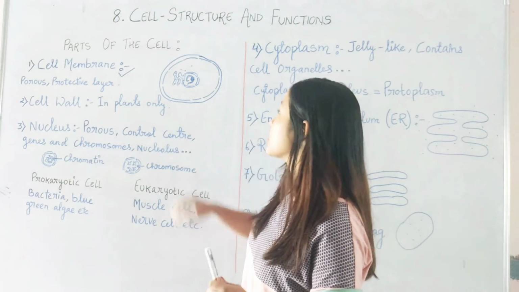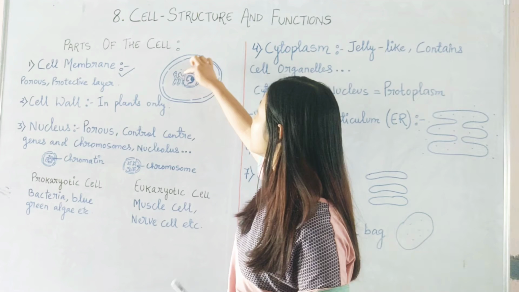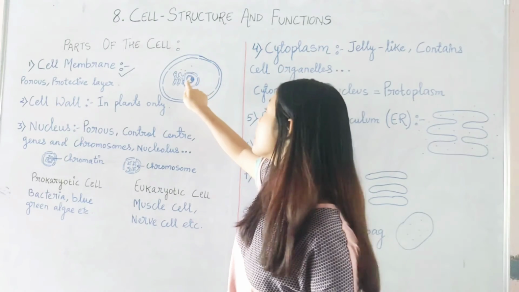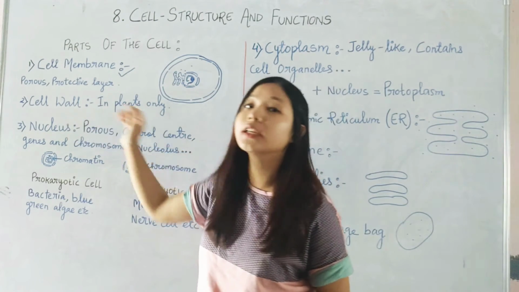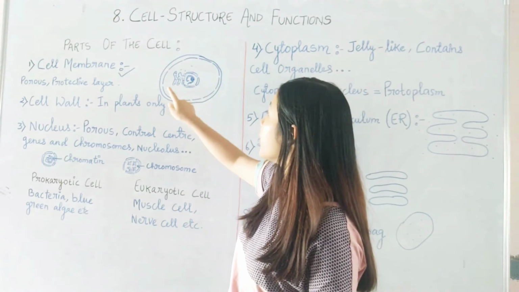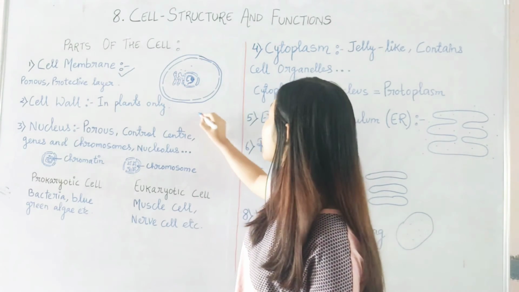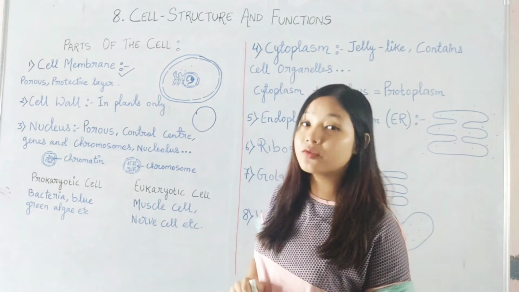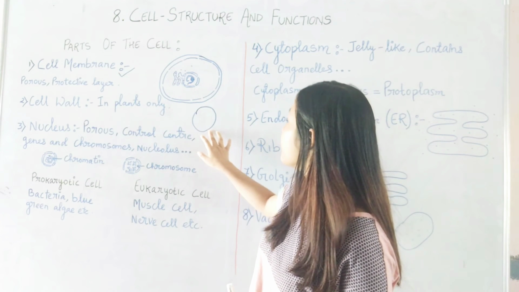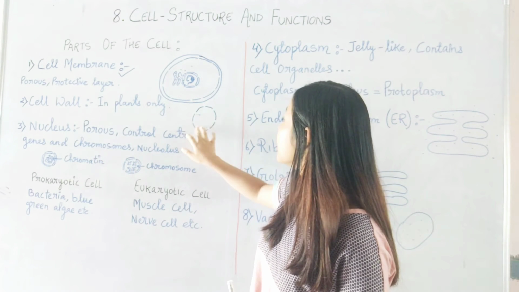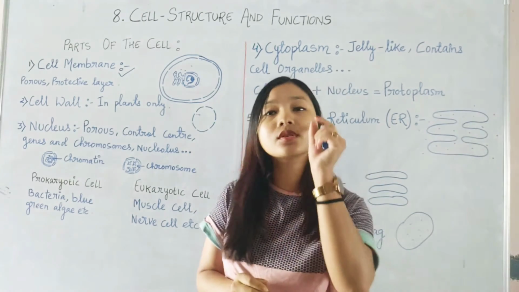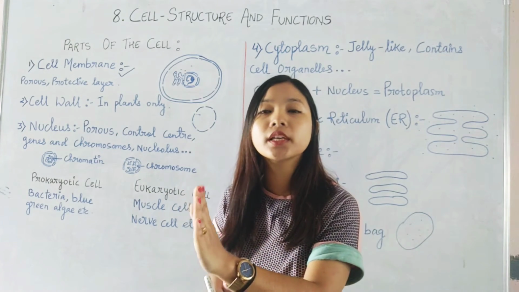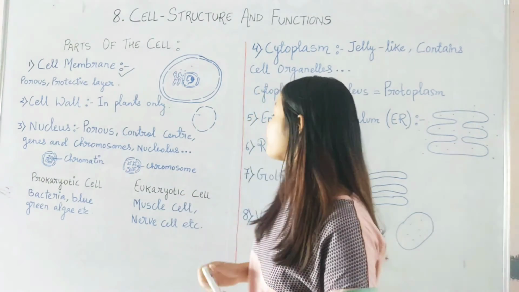Next is nucleus. Can you see this round structure in between the cell? Almost at the center of the cell, this round structure is called nucleus. Just like a cell membrane, this nucleus is also surrounded by a membrane. It is called nuclear membrane. And just like the cell membrane, nuclear membrane is also porous in nature. That means nuclear membrane also has pores, openings in it through which certain substances can enter into the nucleus as well as exit the nucleus.